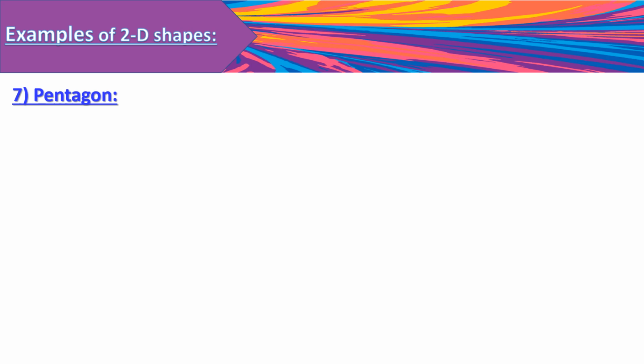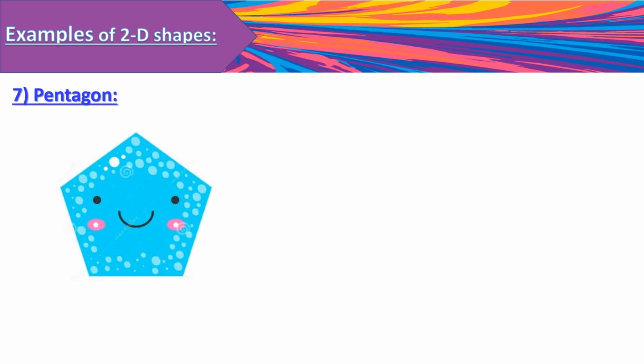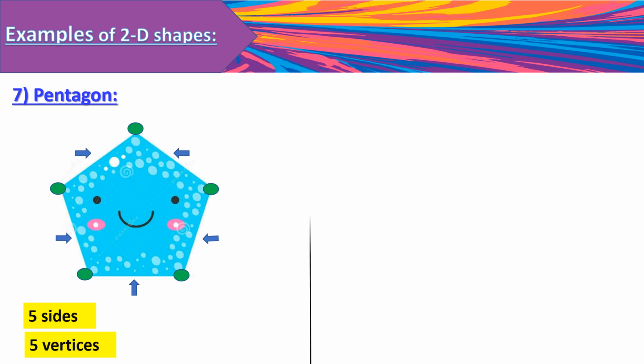Pentagon, pentagon. Hello, Mr. Pentagon. How many sides do you have? 1, 2, 3, 4, and 5. 5 sides. How many vertices do you have? 1, 2, 3, 4, 5. 5 vertices. Let's move to the last shape.